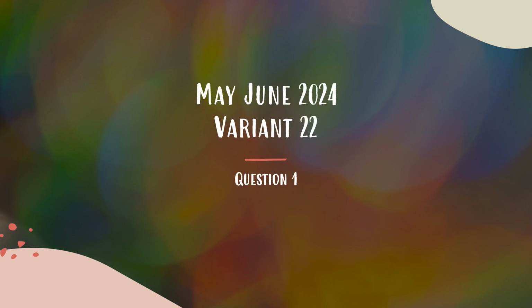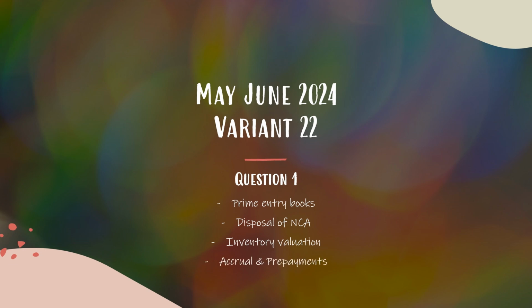In today's video, we are going to tackle question 1 from the May-June 2024 accounting paper variant 2.2. This question focuses on key concepts like prime entry books, disposal of non-current assets, inventory valuation, and accruals and prepayments. Whether you're revising for an exam or just brushing up on your accounting knowledge, this video will help you solidify these essential topics. So let's get started.